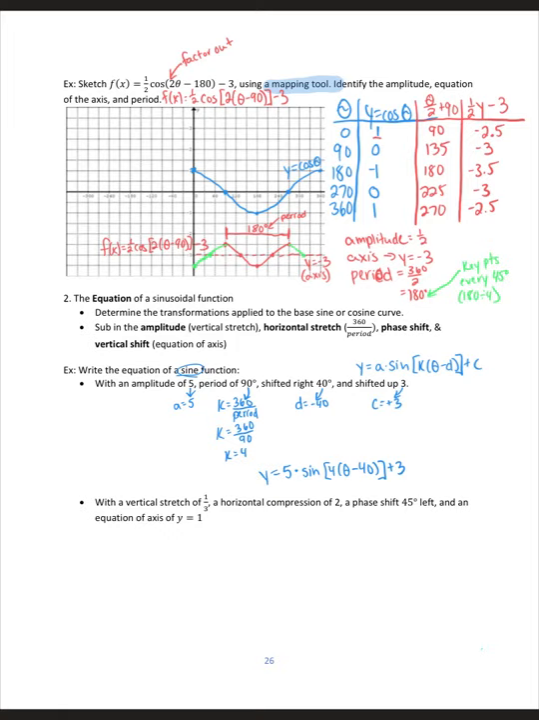Okay, in the next example, they give you those variables, but they give it to you in terms of the transformation or the characteristic on the graph. So see if you can figure out what the sine function would be for that next one. Pause the video, try that now. Okay, there's that function transformed, making sure you can identify what's your a, k, d, and c, and then plug it into the equation.